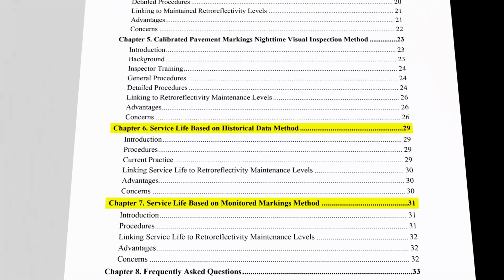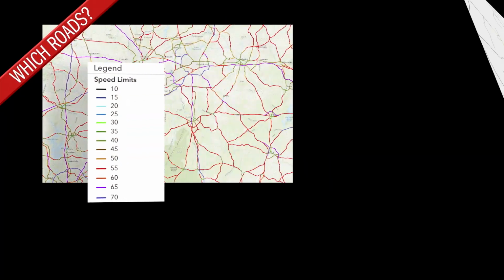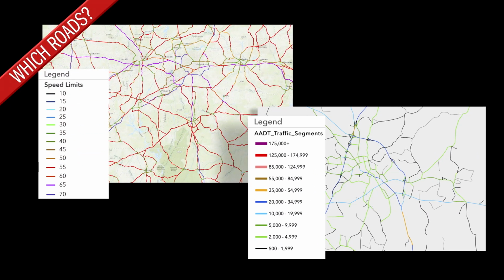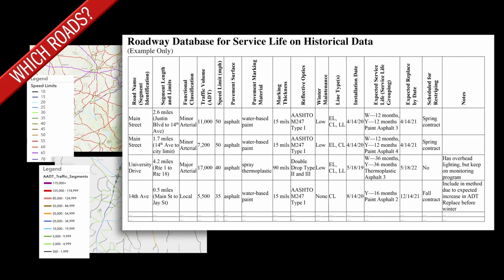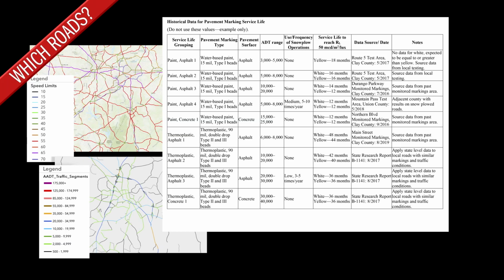This video will introduce you to the 2 service life-based methods. Links are provided in the description below to videos related to this topic and other methods. Like the other methods, the first step in both service life methods is to decide which roads and markings your agency will include in its method.